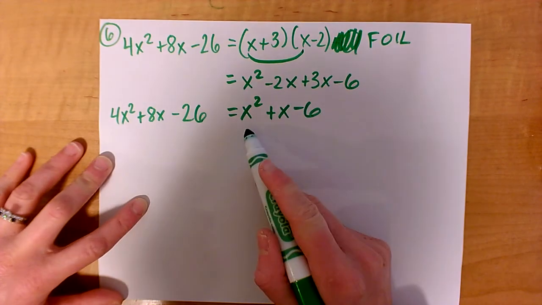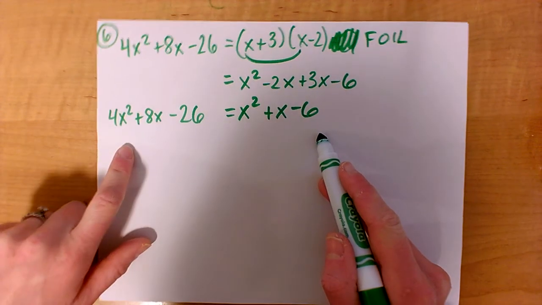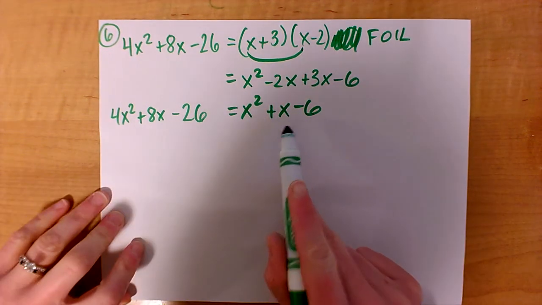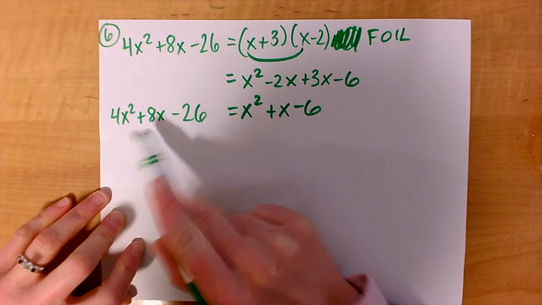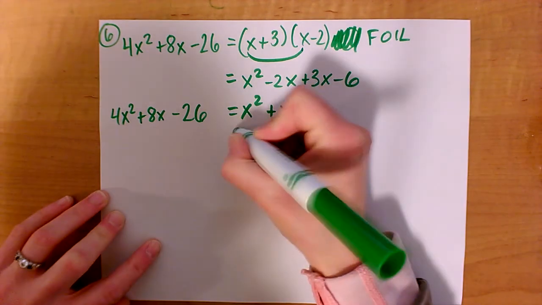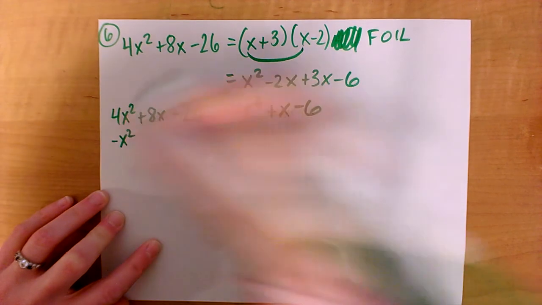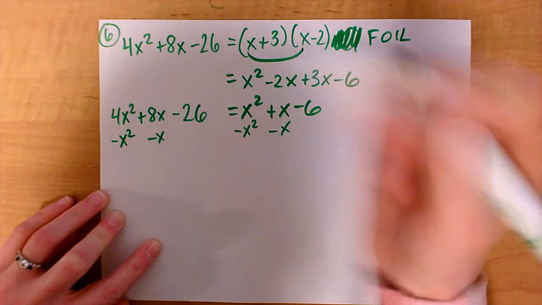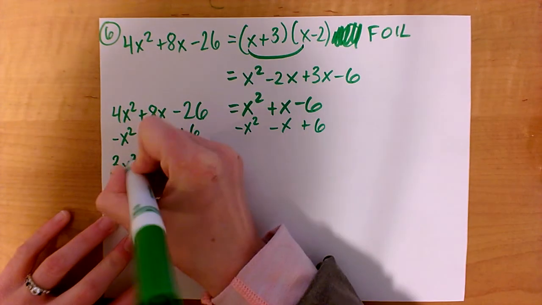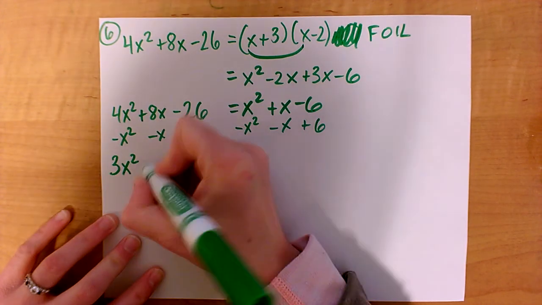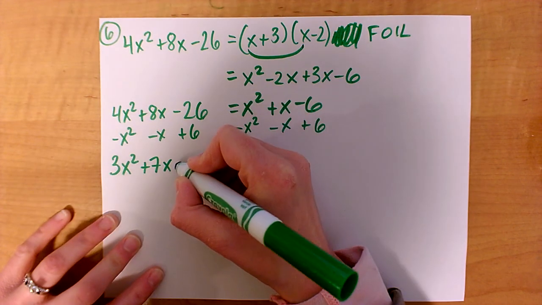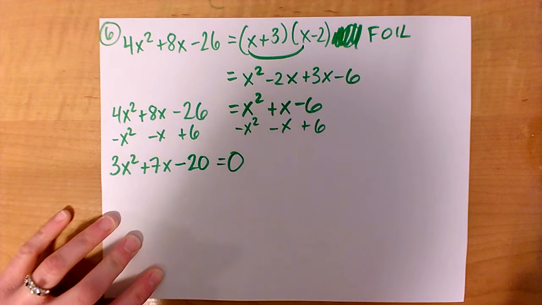So what I want to do is take everything on the left side and put it all on the right side, and that'll make the left side turn to 0. The reason why I'm moving everything over is because then I'll still have a positive x squared term, which will be nice and easy to work with. So, minus x squared, minus x, plus 6. So that'll give me 3x squared, and 8x minus 1x is 7x, and then negative 26 plus 6, that's going to be a negative 20, and that all equals 0.